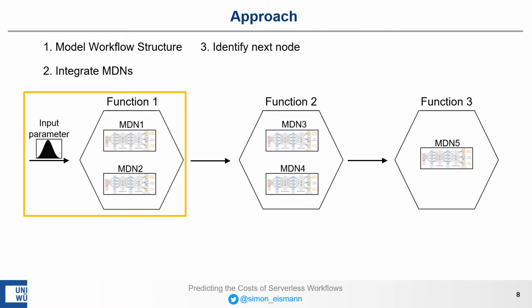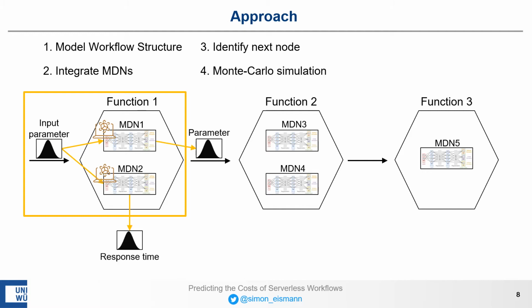Next, a flooding algorithm determines the next function for which all input parameter distributions are known. Then, based on a Monte Carlo simulation, we derive the distribution of any output parameters and the response time of the function. So why do we need a Monte Carlo simulation here, and why don't we just use the mixture density networks?